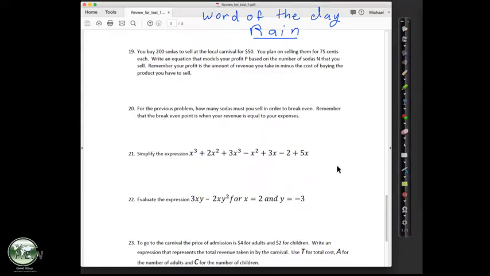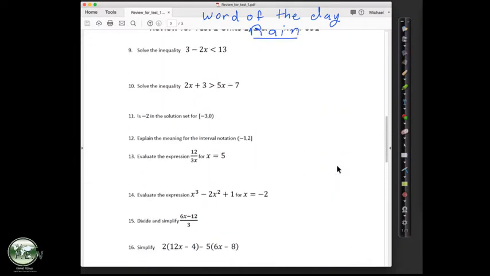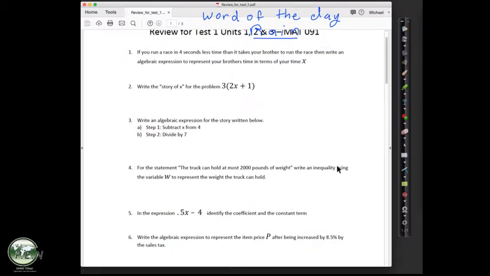Click here. We'll start at the beginning instead of starting at 19. Less than or equal to, or greater than or equal to. Okay. We ready?